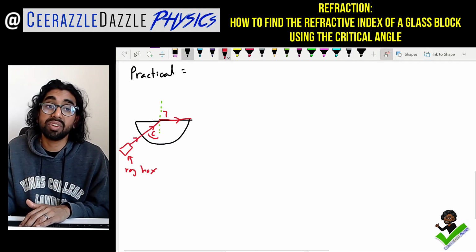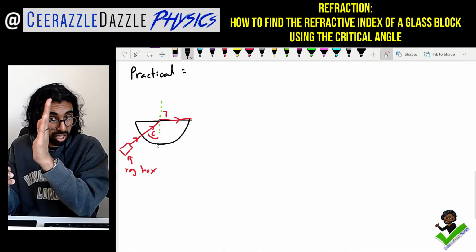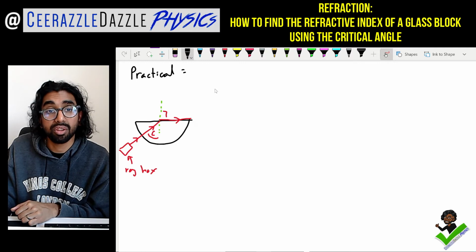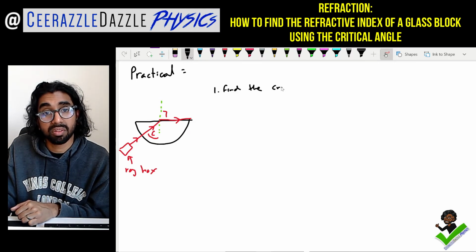So all you do is you find C experimentally. You change the angle of incidence and you record when you find the critical angle. So, number one, find the critical angle.